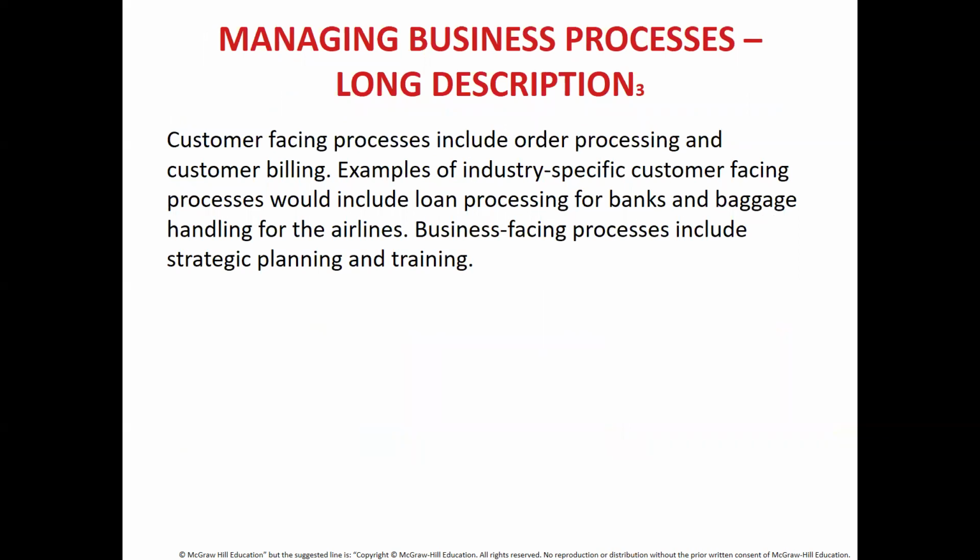Then we have a long description here for the diagram. Customer facing processes include order processing and customer billing. Examples of industry specific customer facing processes would include loan processing for banks and baggage handling for the airlines. Business facing processes include strategy planning and training.